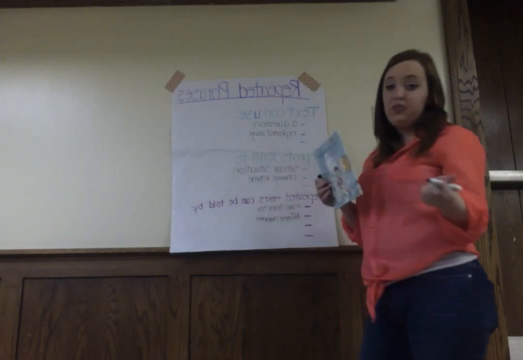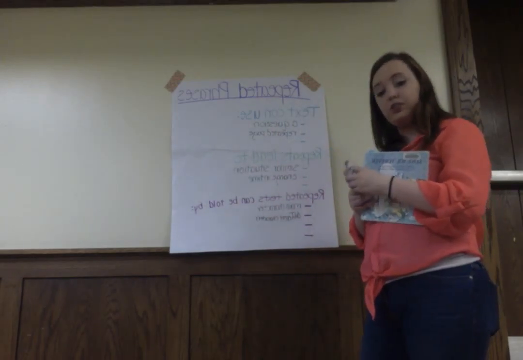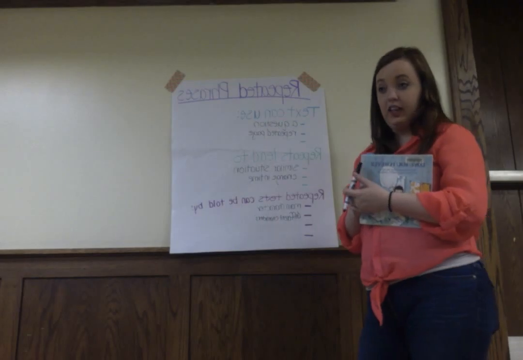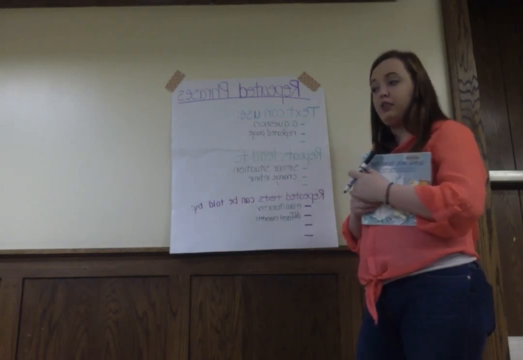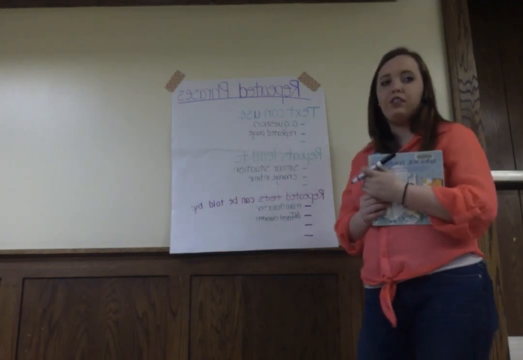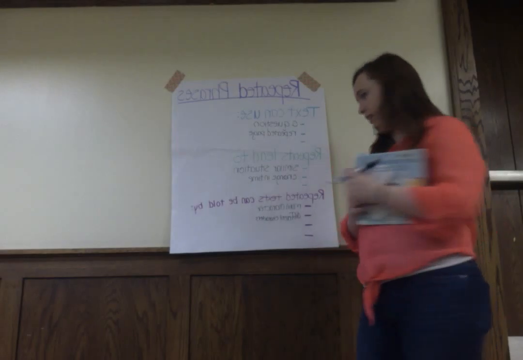And also, who's using the repeated text can change throughout the story, because at the beginning of the story, his mom was telling him the phrase that was repeated, and at the end of the story, he's the one that's saying the repeated phrase as well.